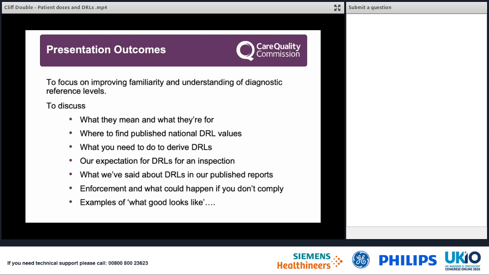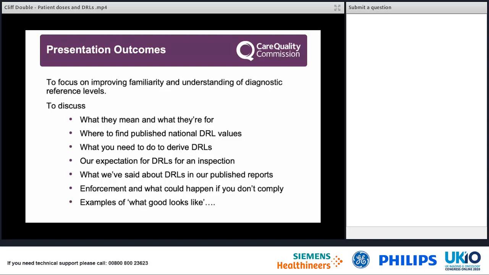So the focus of the talk is going to be on DRLs, really, rather than patient doses more widely. I'm hoping that you'll get an improved familiarity and understanding of diagnostic reference levels. We're going to discuss what they mean and what they're for, where to find national published values, what you need to do to derive your own DRLs, what we expect about DRLs when we conduct an inspection at your hospital, and what we said about DRLs in our published reports.